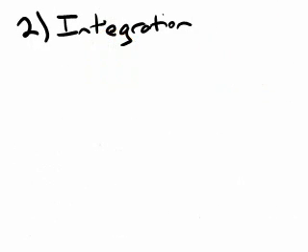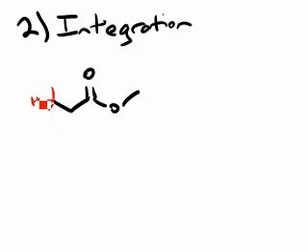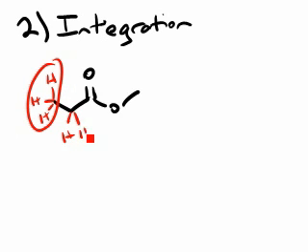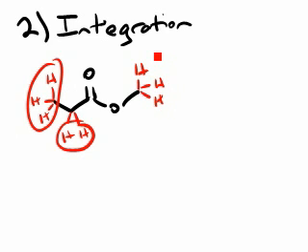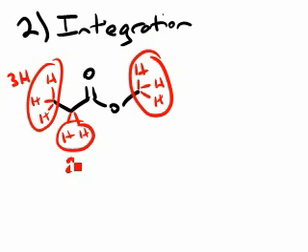Integration is the number of equivalent hydrogens giving rise to the signal. For example, here we have 3 hydrogen atoms giving rise to one signal. Here we have 2 equivalent hydrogen atoms giving rise to one signal. And here we have 3 equivalent hydrogen atoms giving rise to one signal. So there's a total of 3 signals on this NMR spectrum. The integration of this signal is going to be 3. The integration of this signal is going to be 2. The integration of this signal is going to be 3. In other words, the integration tells us the number of equivalent protons giving rise to the signal.